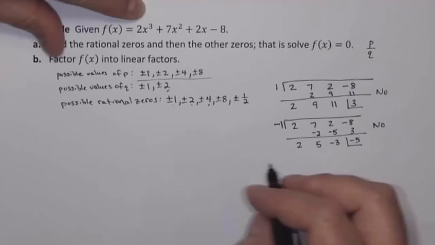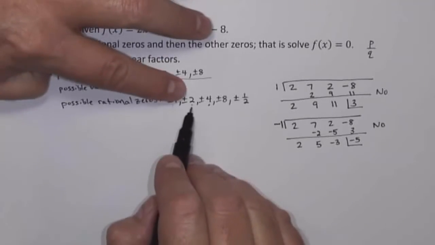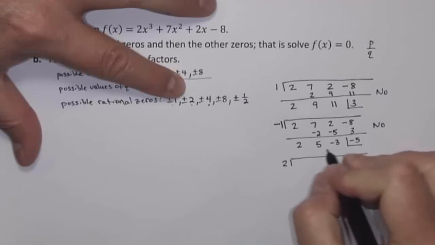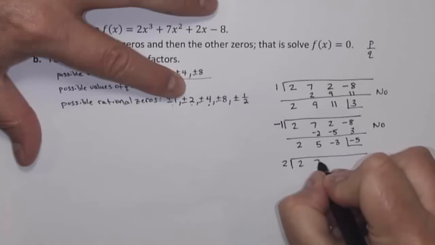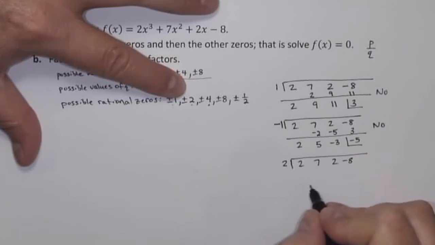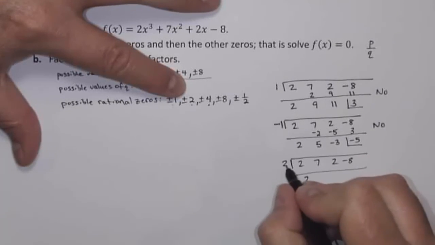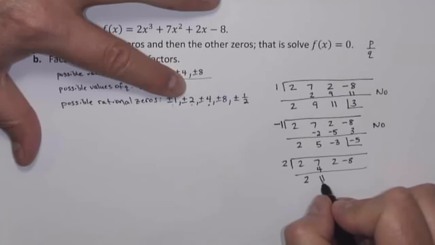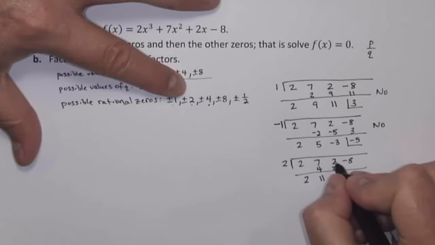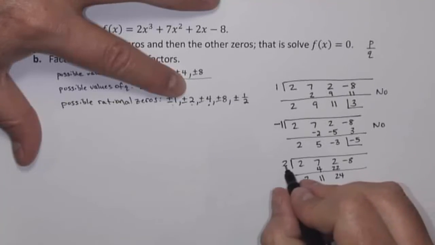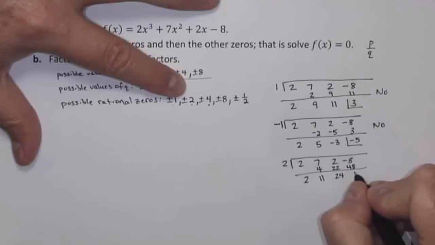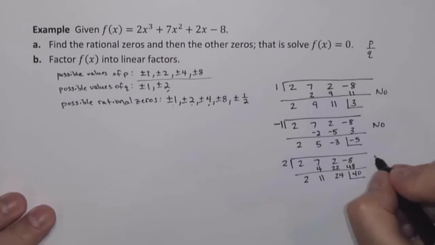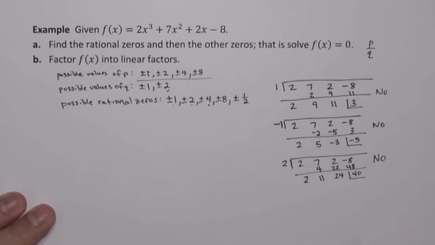So that didn't work either. So let's move on to the next. Let's try 2. So I'm going to go through the process again. 2, 7, 2, negative 8. Drop down my 2. 2 times 2 is 4. 7 plus 4 is 11. 2 times 11 is 22. 2 plus 22 is 24. 2 times 24 is 48. And that gives me a remainder of 40. So, nope, 2 is not a 0.